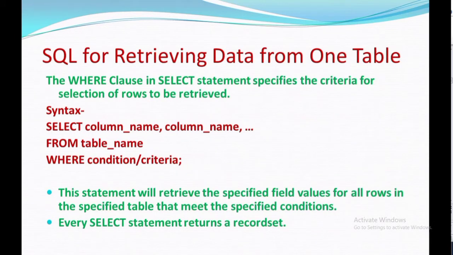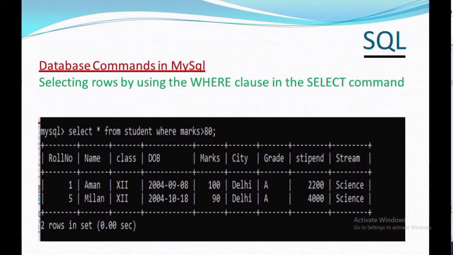In this video, we will discuss how to select specific rows using the where clause and relational operators. The where clause in a select statement specifies the criteria for selection of rows to be retrieved. We can select all columns or specific columns according to some criteria or condition. Every select statement will return a result set.